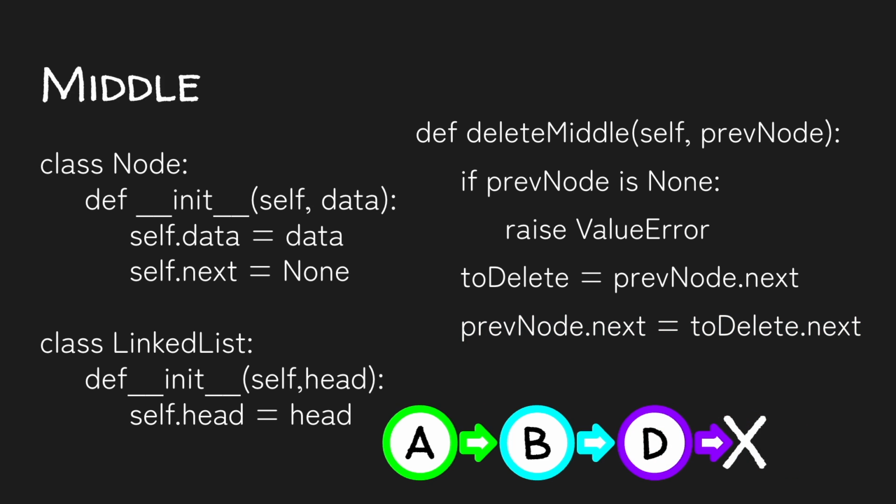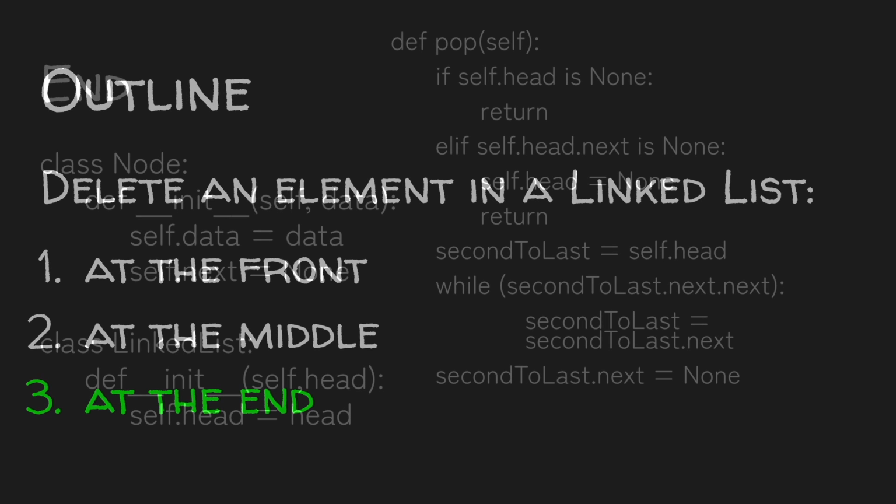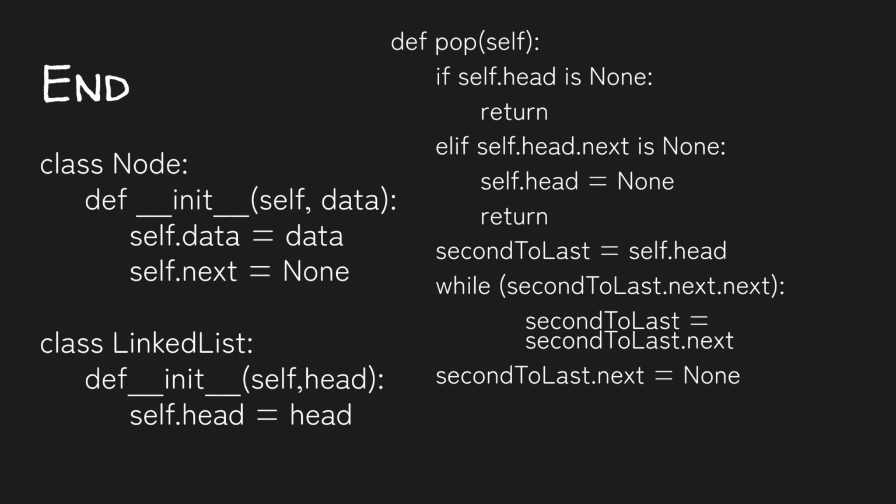Let's move on and go over how to delete an element from the end of our linked list. Building off our linked list class, we add a pop method that pops a node off the end of our linked list. The first thing we do in our pop method is check if our linked list is already empty, meaning the head node is none. If our linked list is already empty, we immediately return, since we can't pop an element off of an already empty list.